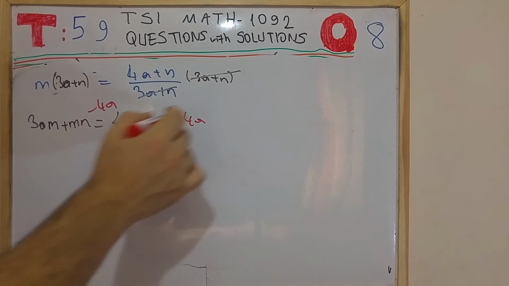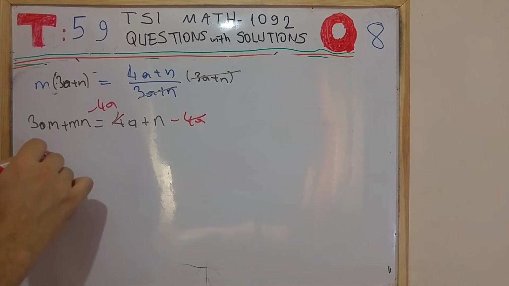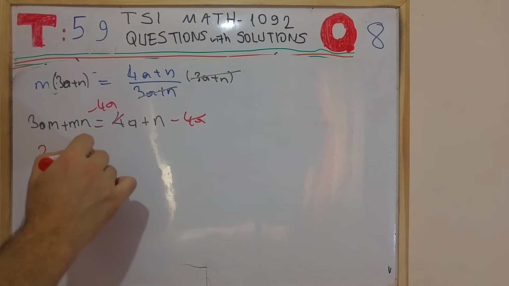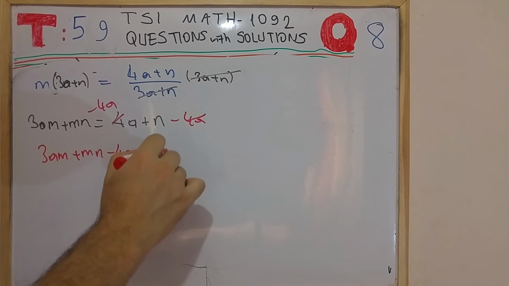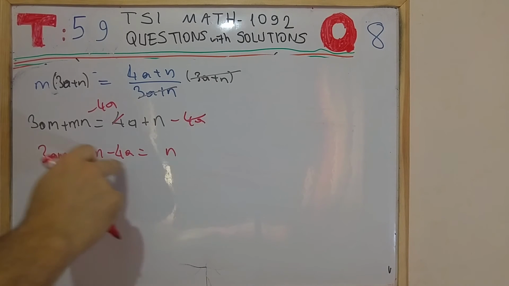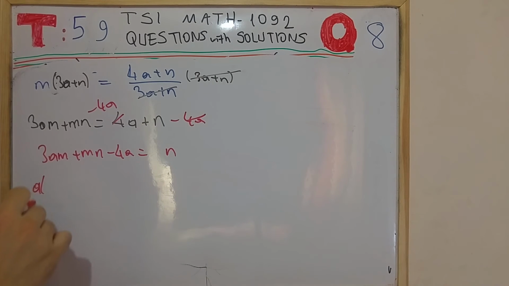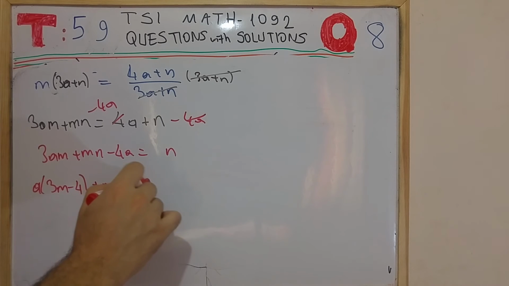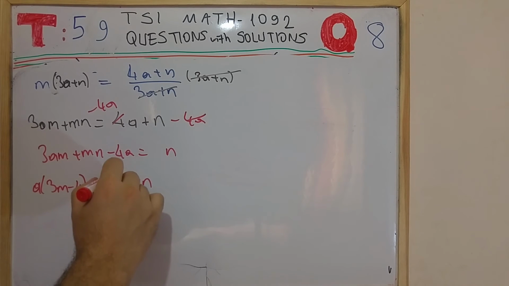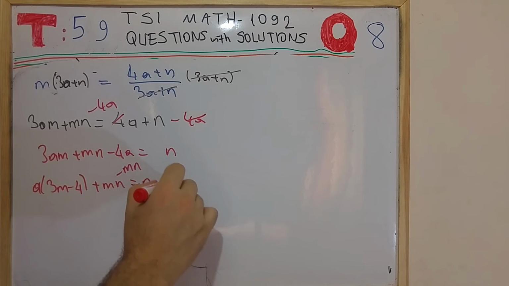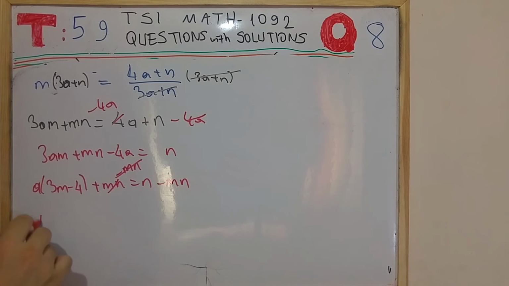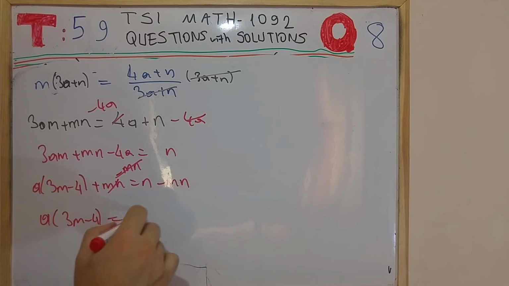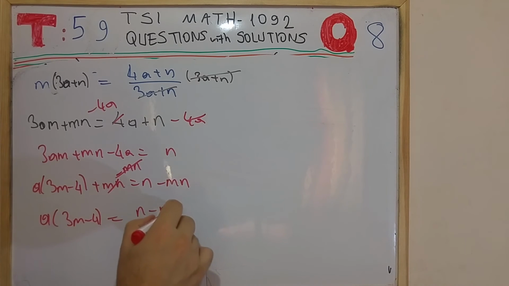What I have here is now 3am plus mn minus 4a is equal to n. When I take this into the parenthesis of a, what I have is a times 3m minus 4 plus mn is equal to n. Now let me subtract mn from each side. So I have a times 3m minus 4 alone here, and I have n minus mn here.